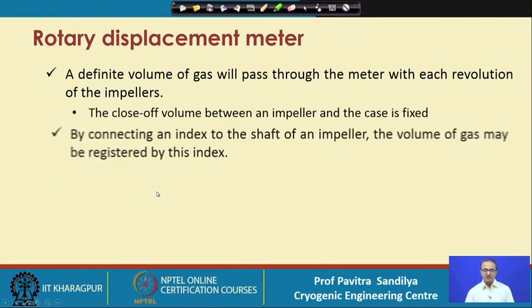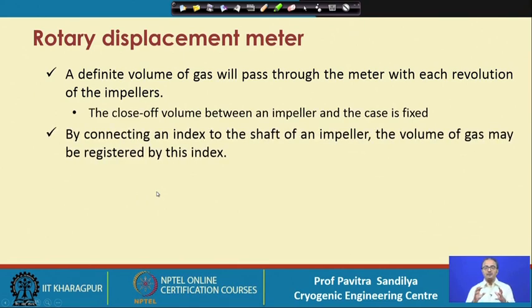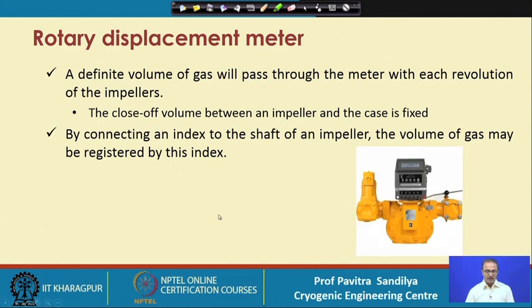So, depending on the fluid and fluid flow rate, this number of turns will keep on changing to accommodate the particular volume inside this spacing between the impeller and the casing. And by connecting this index to the shaft of the impeller, we can read out the index as shown in this particular figure. Here we can read out how many revolutions have taken place.